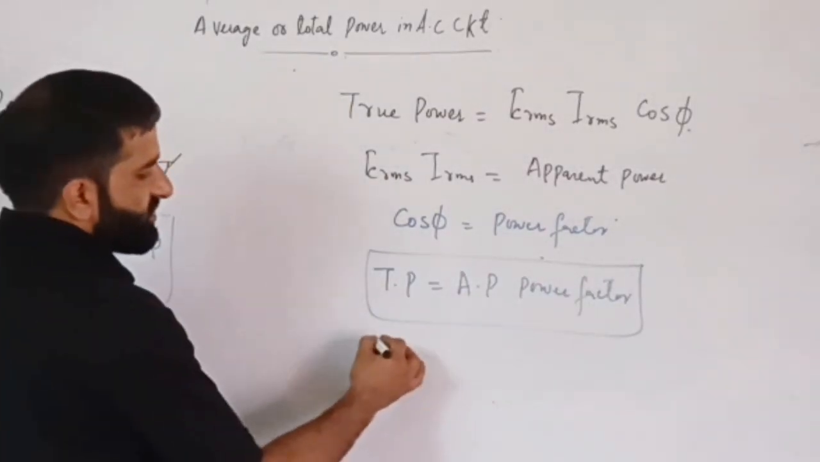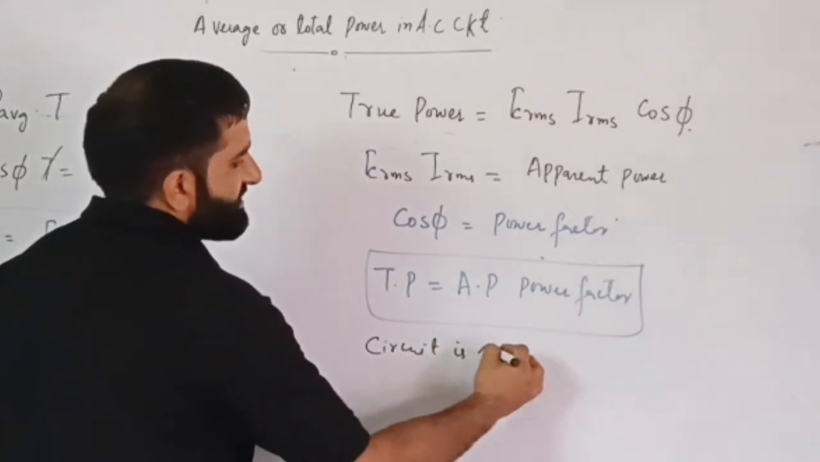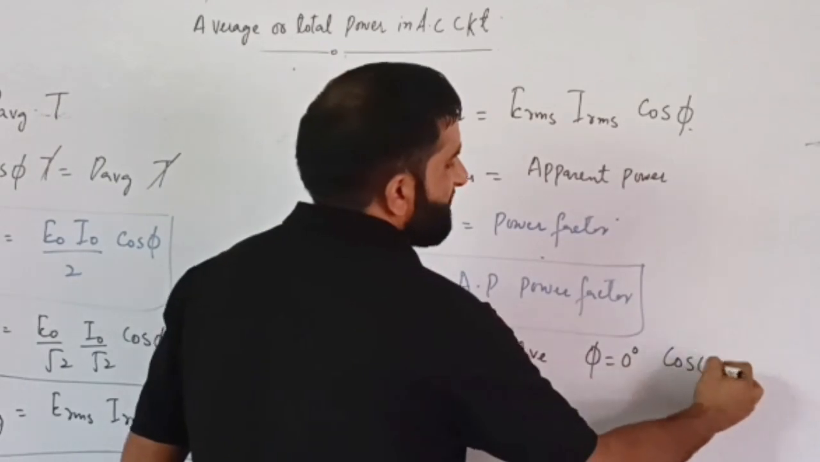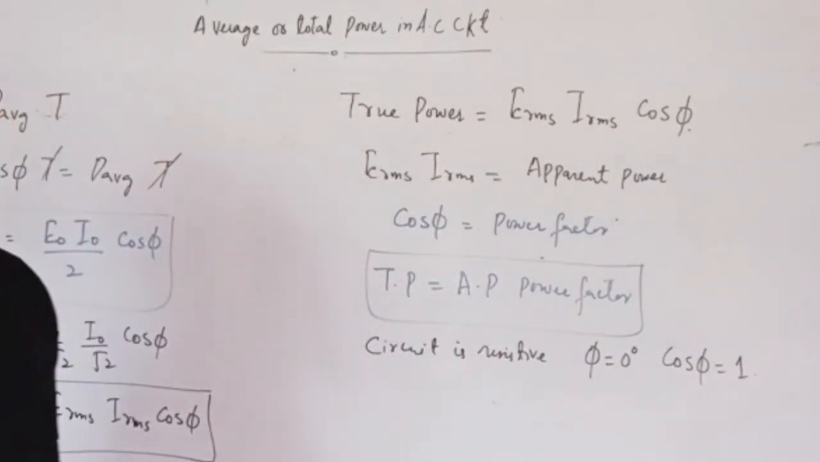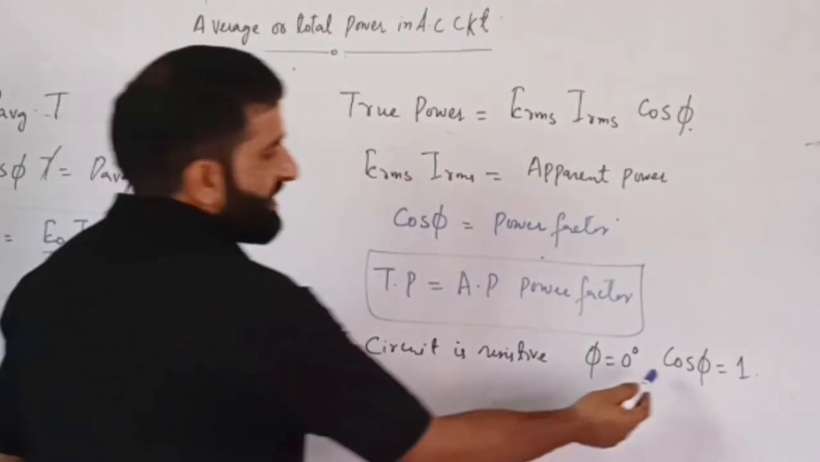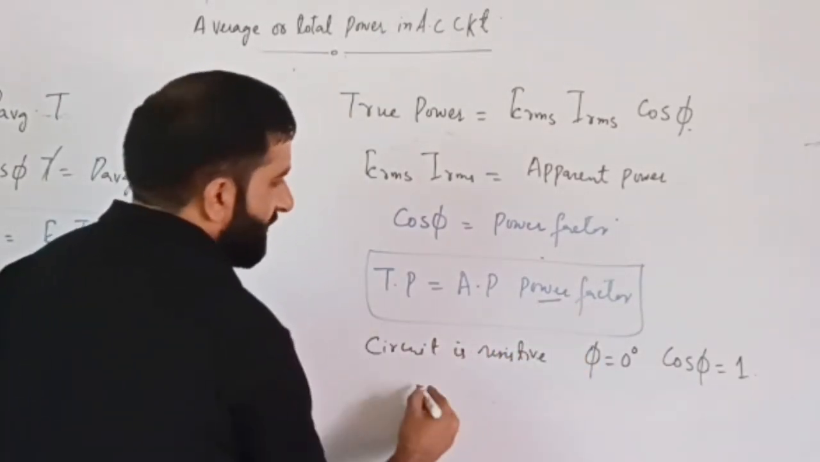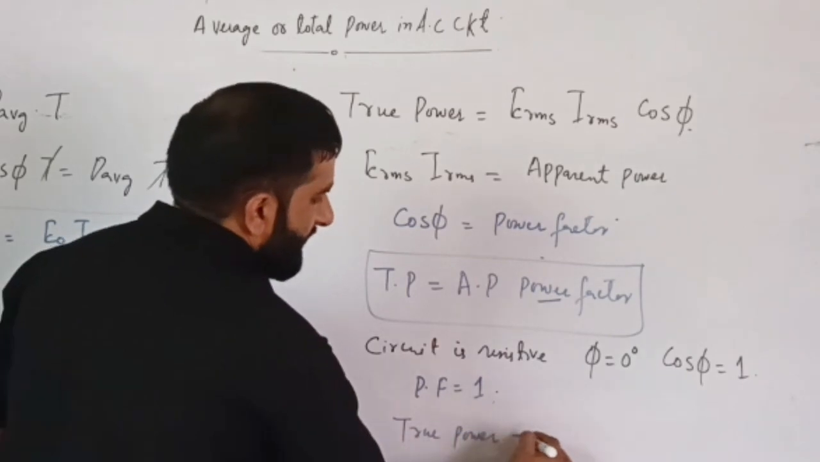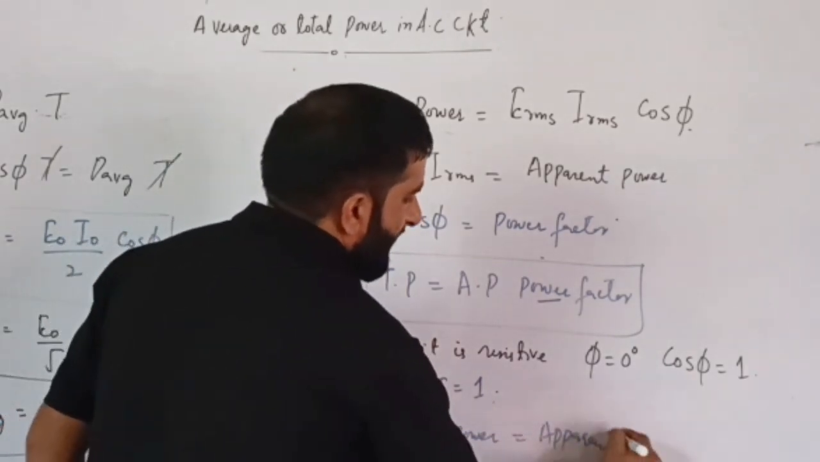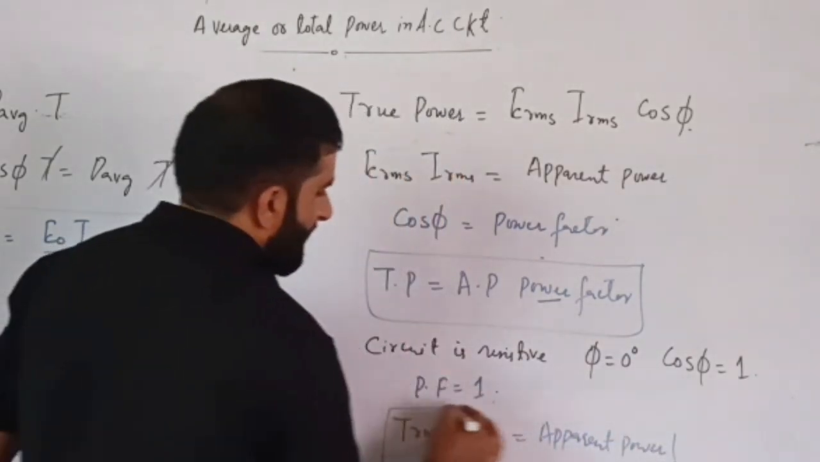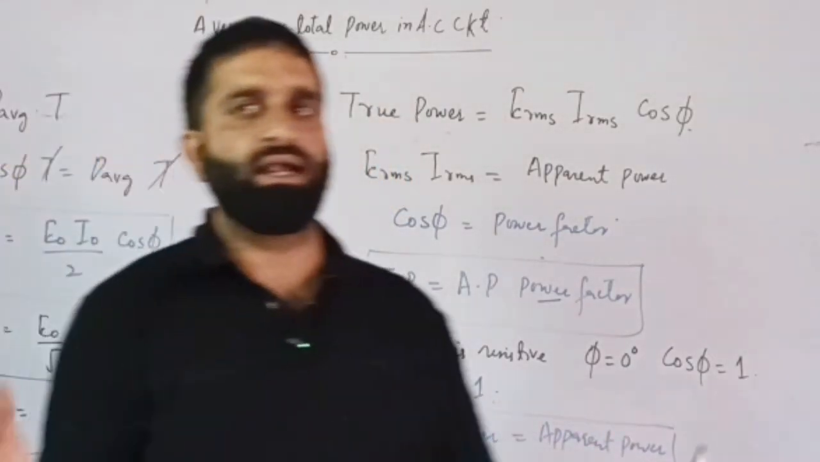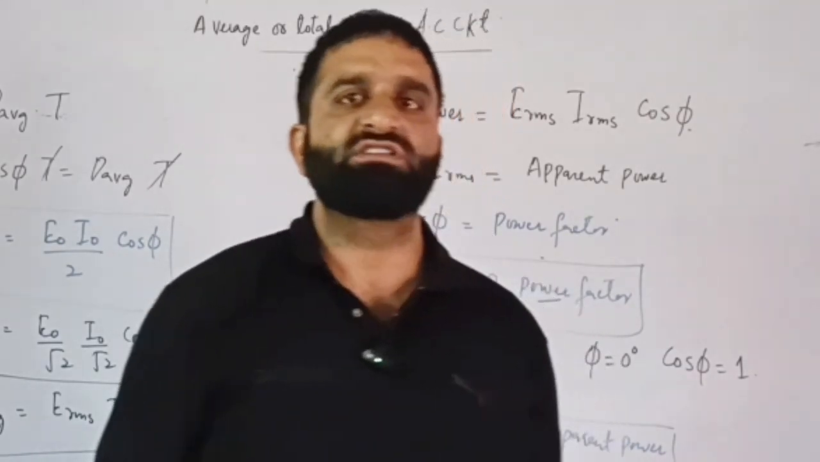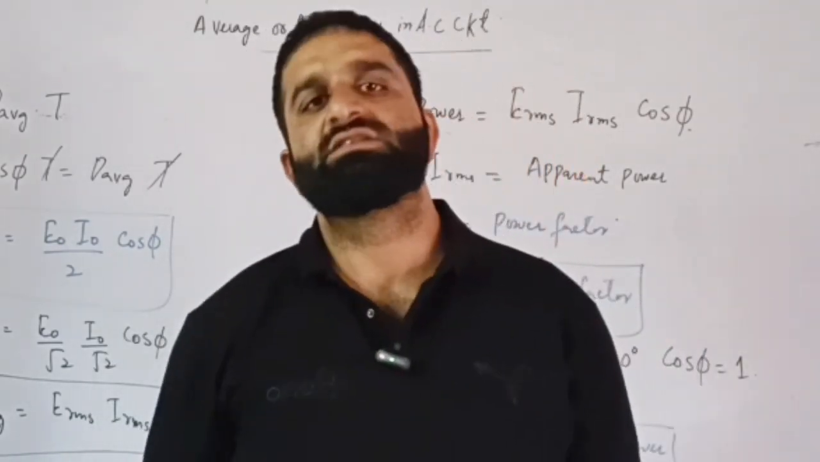If the circuit is resistive, that means phi is equal to 0. That means cos phi is equal to 1. If the circuit is containing resistances only, in that case cos phi is equal to 1. So the power factor is equal to 1. In that case, true power equals apparent power. So when we are having a circuit that is containing resistances only, in that case true power is equal to apparent power, because the power factor is equal to 1. That means the phase difference between the voltage and the current is equal to 0.